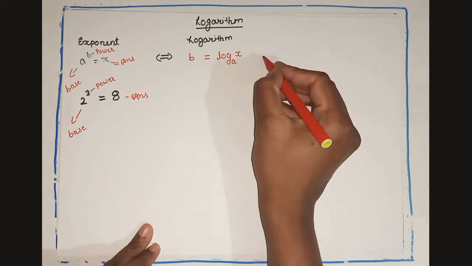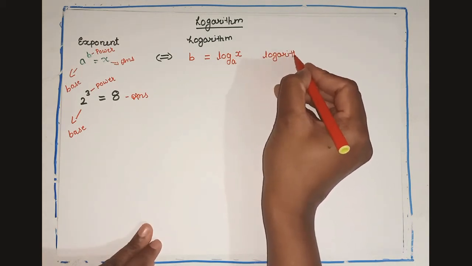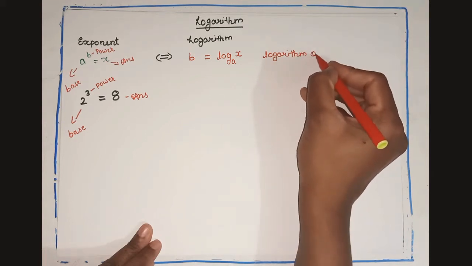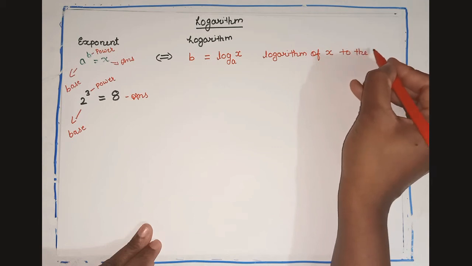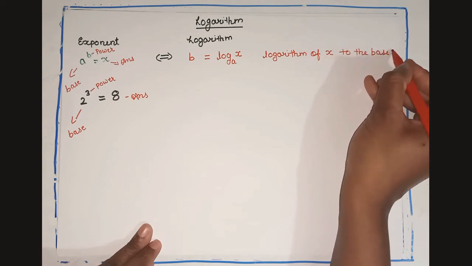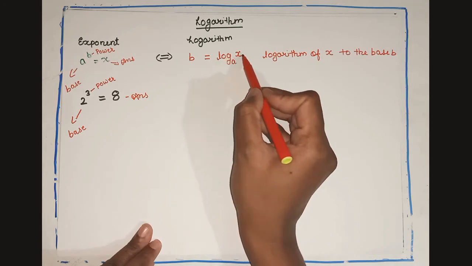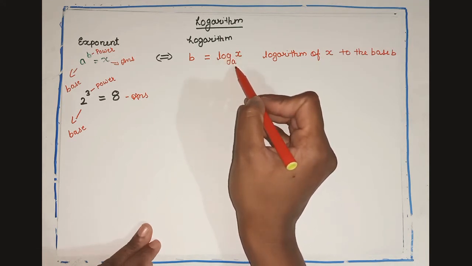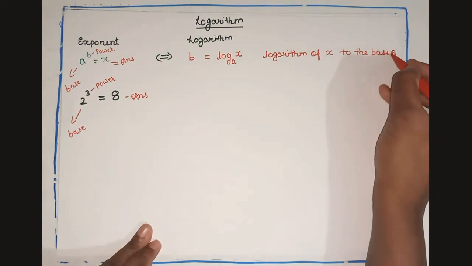We read it as logarithm of x to the base b. Okay, so I hope you understand how we will read it. We will read it as logarithm of x to the base a. Sorry, logarithm to the base a.